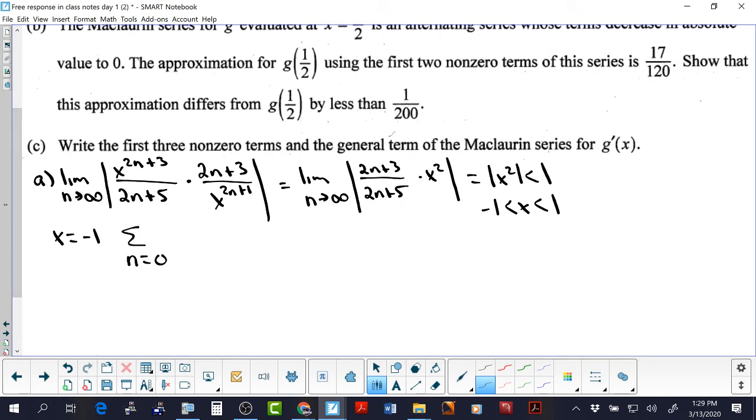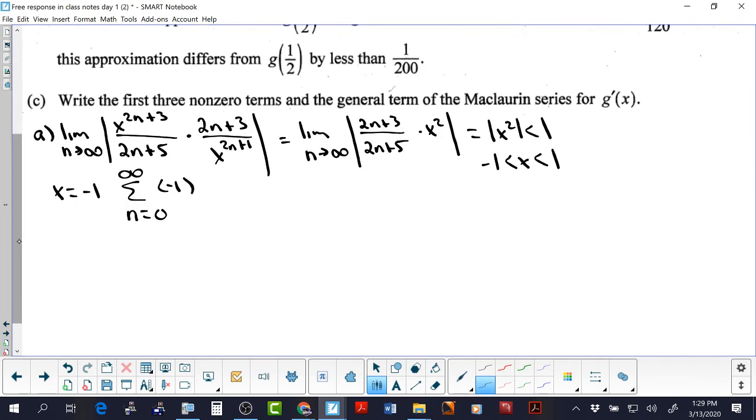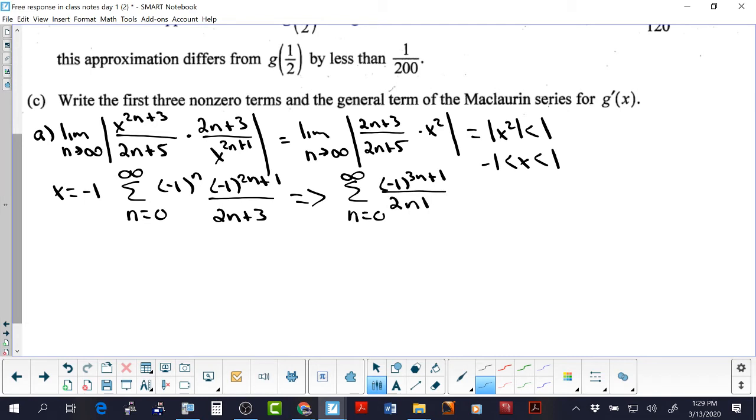We get the sum from n equals 0 to infinity of (-1) to the 2n plus 1 over 2n plus 3. Now that goes to the sum from n equals 0 to infinity of, 2n plus another n is 3n, so (-1) to the 3n plus 1 over 2n plus 3.